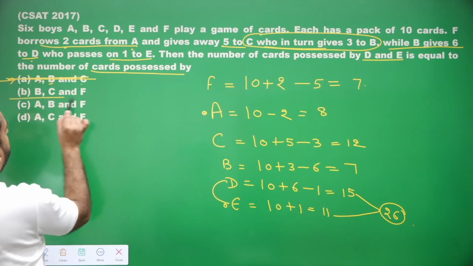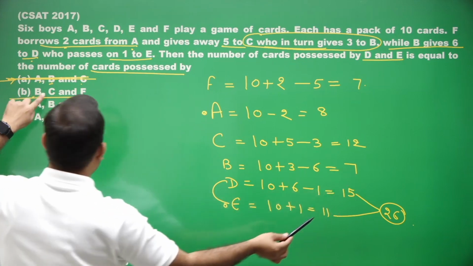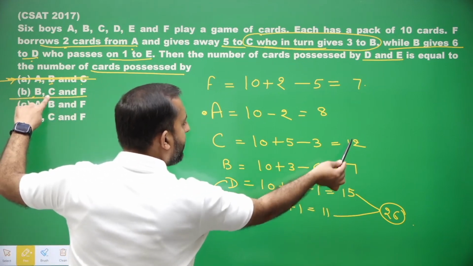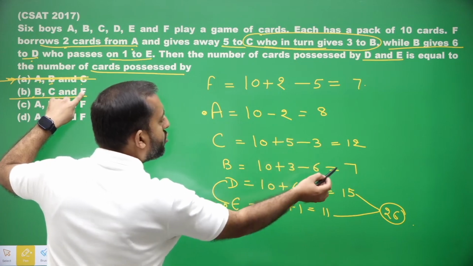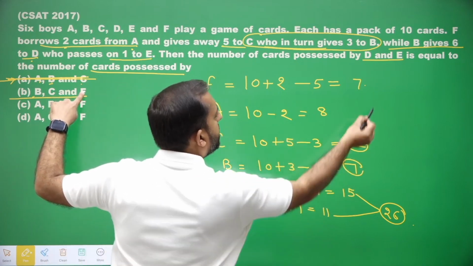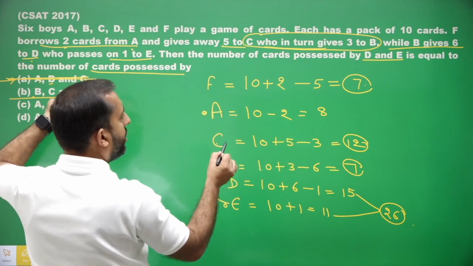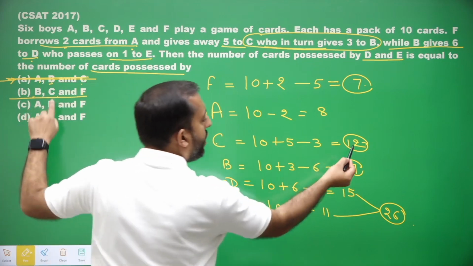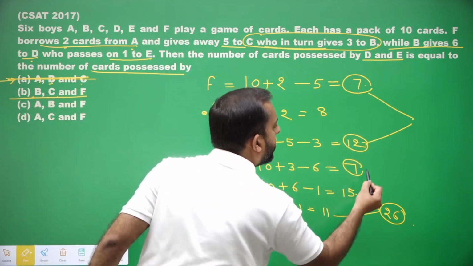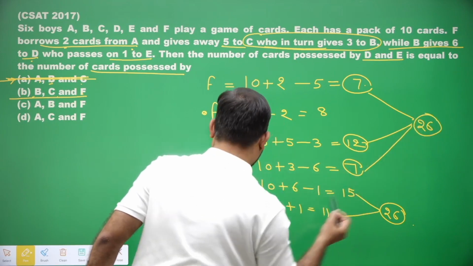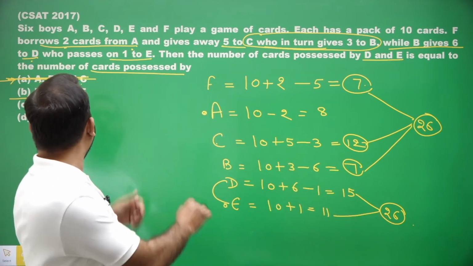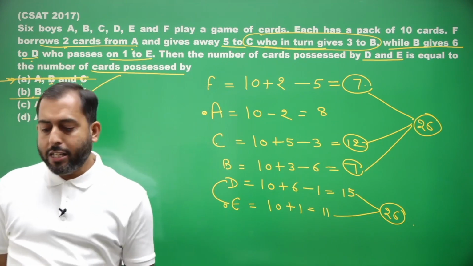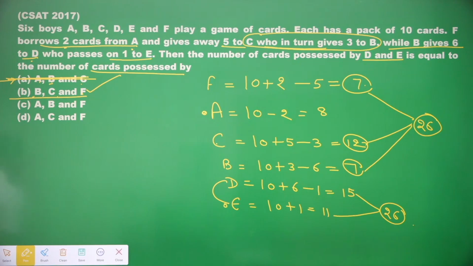Let's talk about option B. Number of cards with B is 7. Number of cards with C is 12. So 12 plus 7 is 19, and number of cards with F is 7. So 12 plus 7 plus 7, B, C, F. 12 plus 7 plus 7 is what? 26. So number of cards with D and E were 26 and number of cards with B, C and F is 26. Hence answer is option B. Please make a note of it, guys.